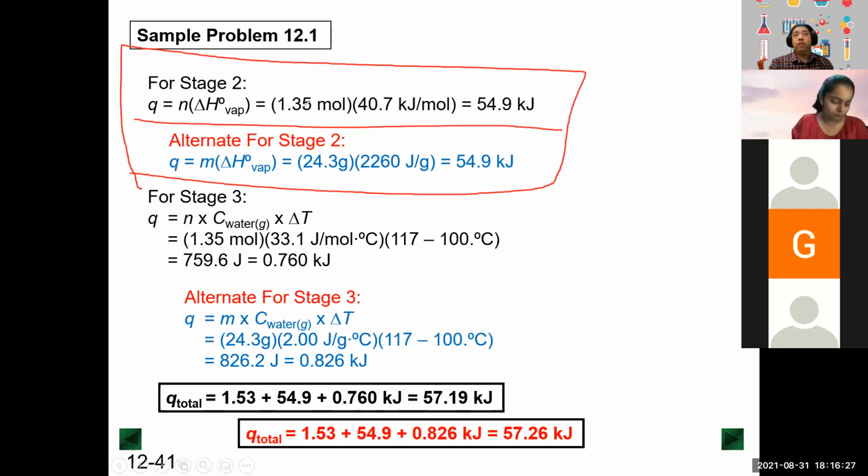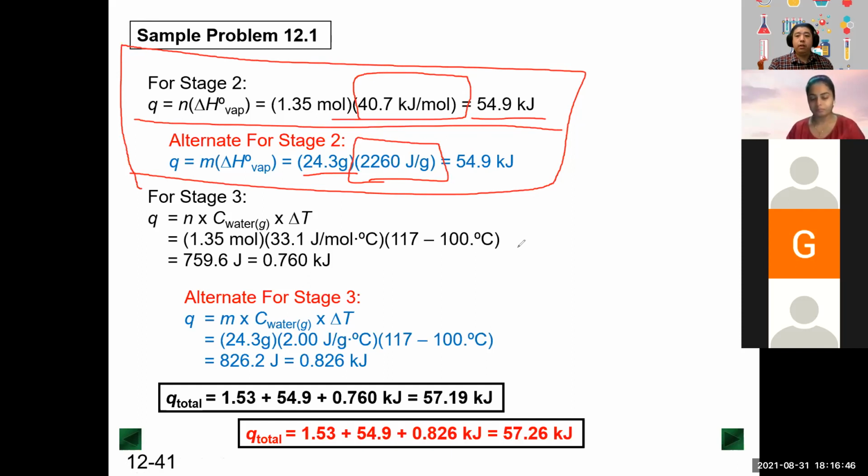So this is 1.35 moles. The moles we already calculated from before. I multiply it by that constant and I get this value. Do the same thing here. This time I can use the mass multiplied by this number that you should have memorized and you get that. Okay. Any questions up to this point?